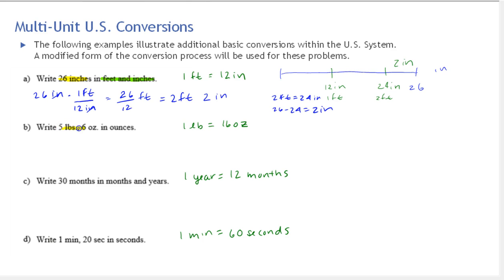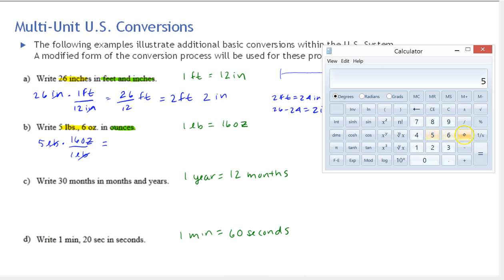Here we're given 5 pounds 6 ounces, and we want to write this completely just in ounces. Okay. So this is sort of working in the other direction. Okay. So we know that 1 pound equals 16 ounces. So we're going to take our 5 pounds and see what it is equal to in ounces. So I put the 1 pound on the bottom, 16 ounces on top. Notice the pounds cancel, so I set up my conversion correctly. And 5 times 16 equals 80.